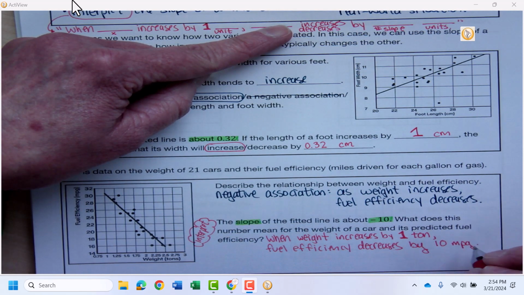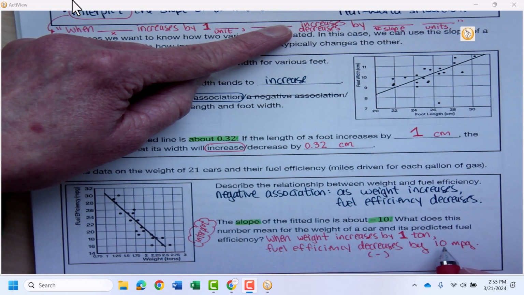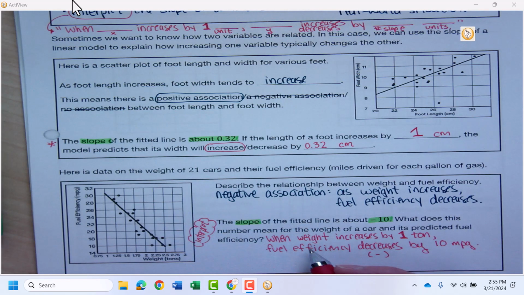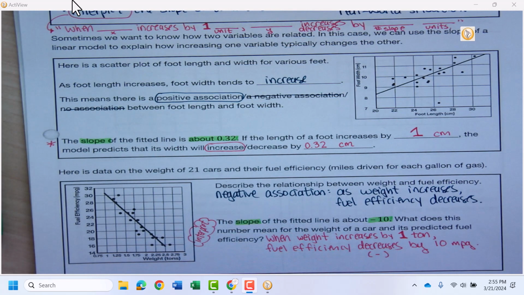And the reason I'm saying 10 instead of -10 is because the word decreases already kind of takes the place of that negative sign. Fuel efficiency goes down by 10 miles per gallon. So I don't need to write the negative there. That'd be like a double negative and it'd be awkward. So there's the interpretation of that slope. When weight increases by 1 ton, fuel efficiency decreases by 10 miles per gallon.